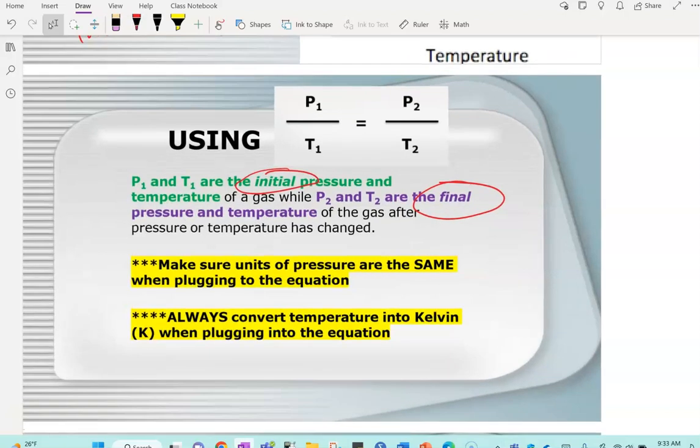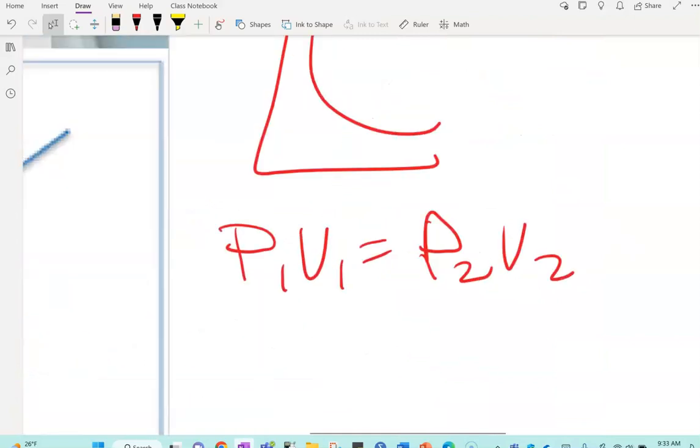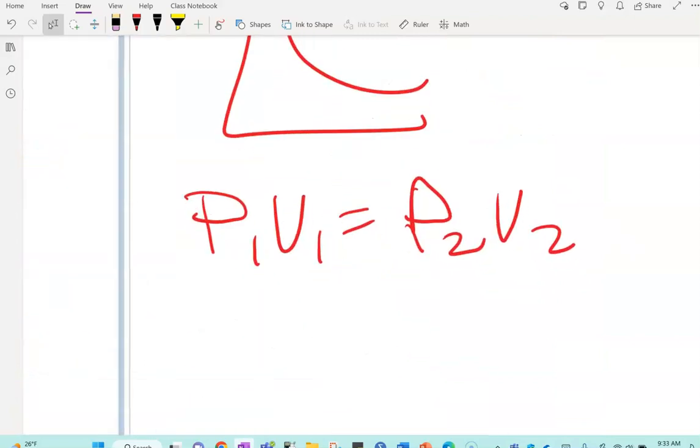So it's really important, yes, you have to make sure the units are the same like we talked about with Boyle's law. In this situation, we just had to make sure that the units were the same. Like both pressures could have been in ATM. Both pressures could have been in KPA. Both volumes could have been in milliliters. Both volumes could have been in liters.